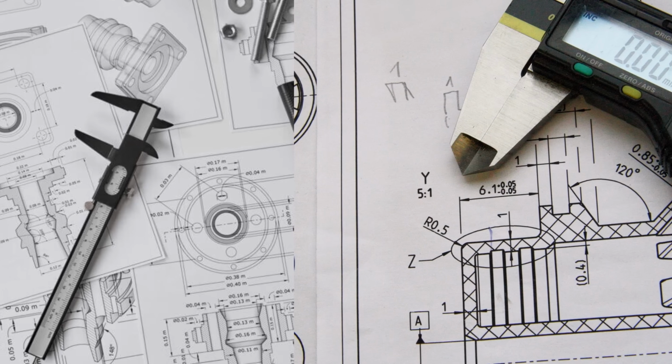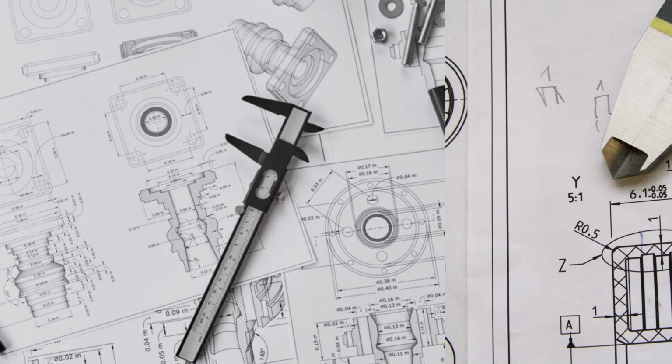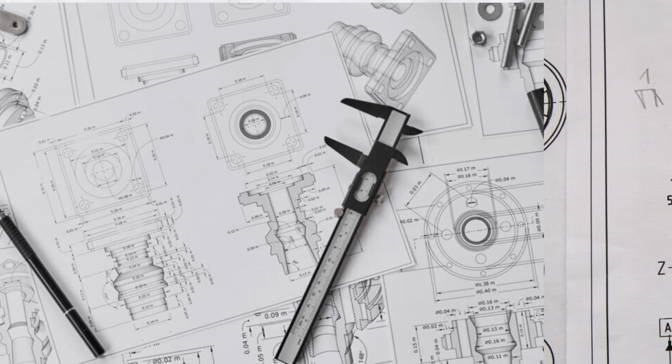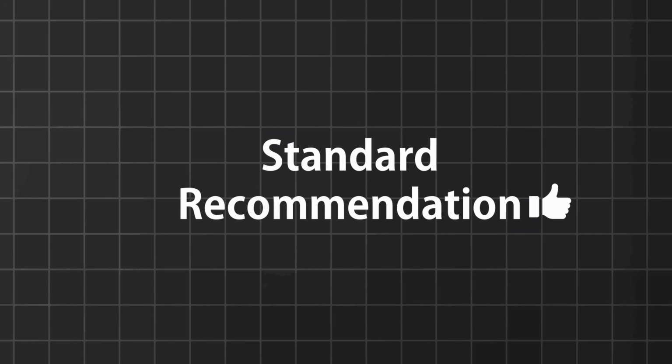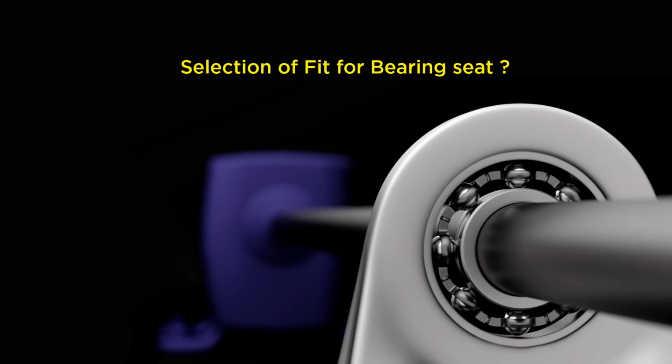And someone said that they had seen those fits in Japanese manufacturing drawings. So I stopped asking anyone and I started my own research: is there any formula or a standard recommendation for selecting the right fit and tolerance for a bearing seat?